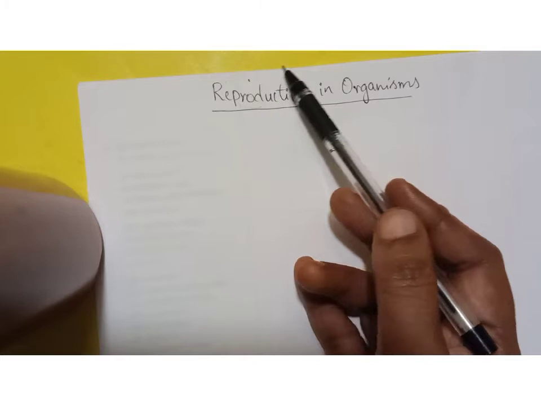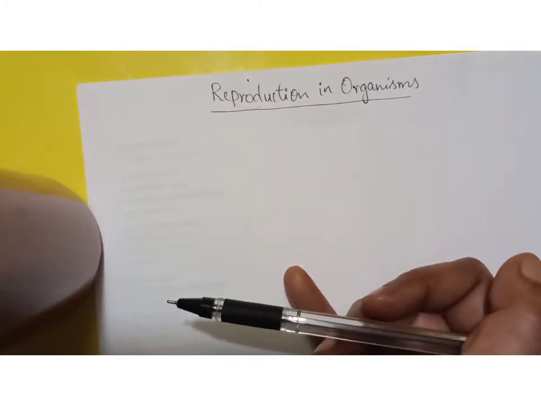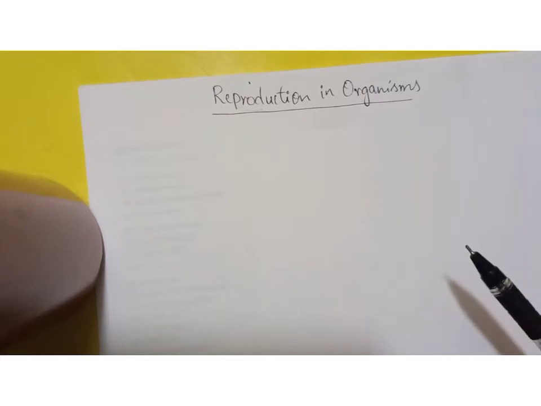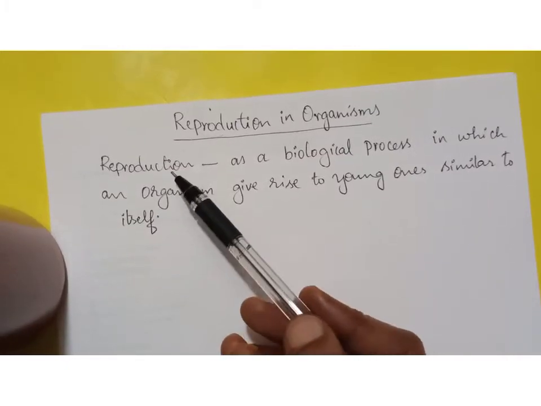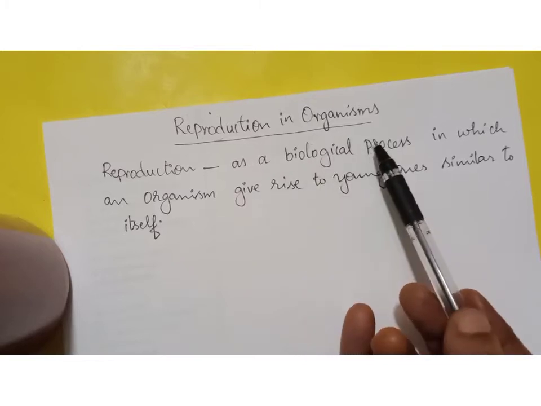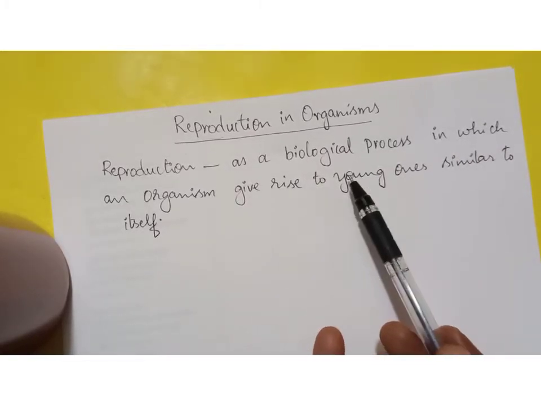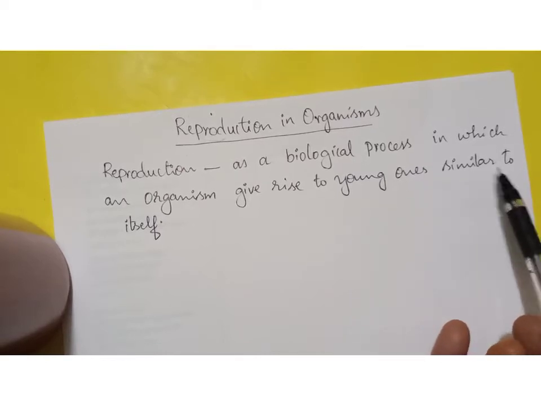So what is reproduction? Reproduction is a biological process in which an organism gives rise to young ones of its own kind. By definition, reproduction is a biological process in which an organism gives rise to young ones, or offsprings, which are similar to itself.